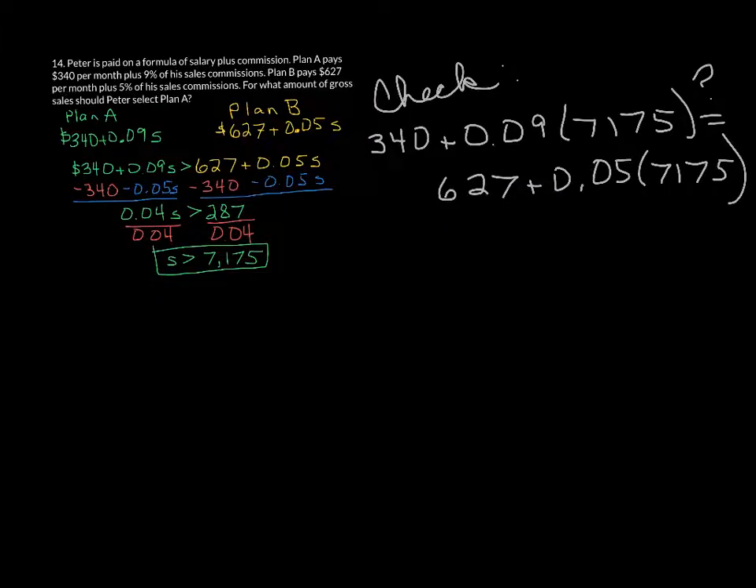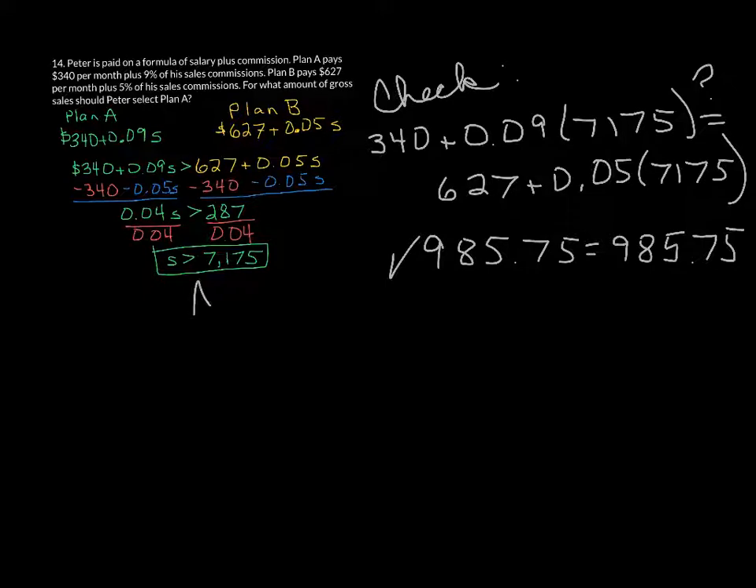So we're asking, does 340 plus 0.09 times 7,175 equal 627 plus 0.05 times 7,175? We can solve this just by multiplying the 0.09 times the 7,175 and then adding 340 and doing the same procedures on the right. And what we find is that on the left we get 985.75, and on the right we get 985.75. So that checks, and that means that our answer, S is greater than 7,175, is true.